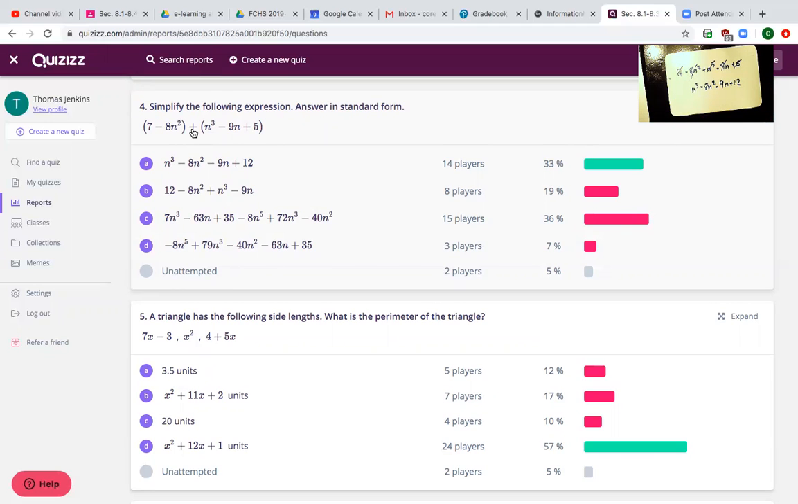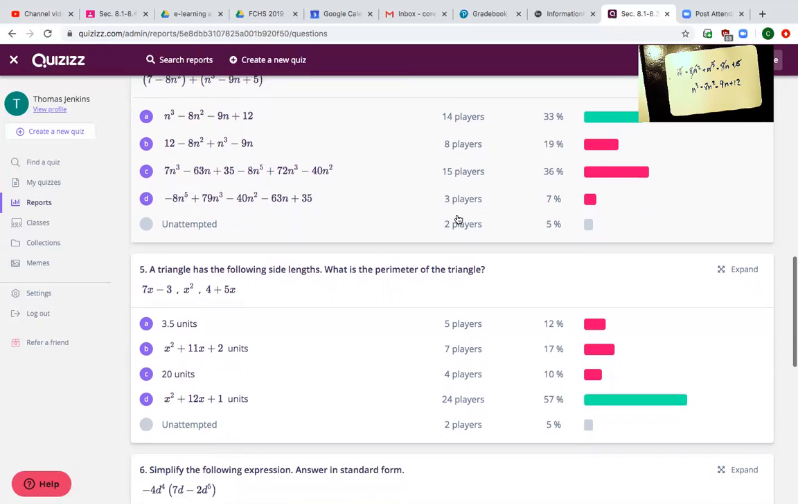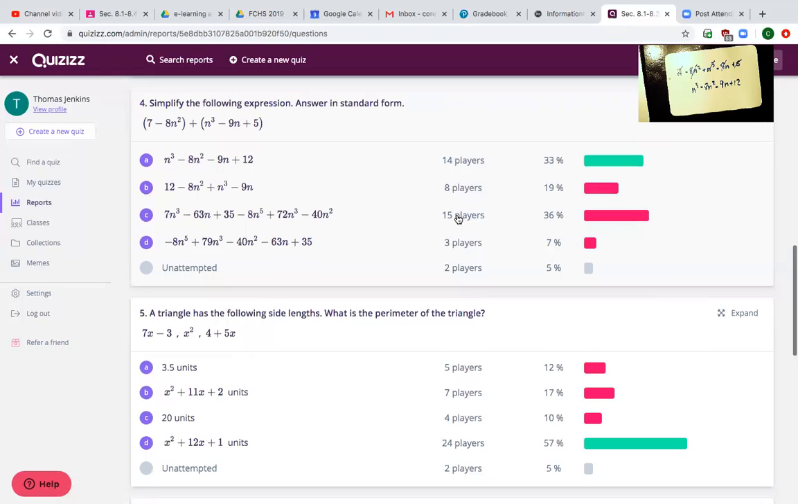So that's why the answer is A. And if you haven't picked up on this yet, the teal color is the correct answer. So actually on that one, more people got it wrong than they got it right. And again, what you did wrong there is you actually distributed. If they were directly pushed together with no plus sign, then you would multiply like that.